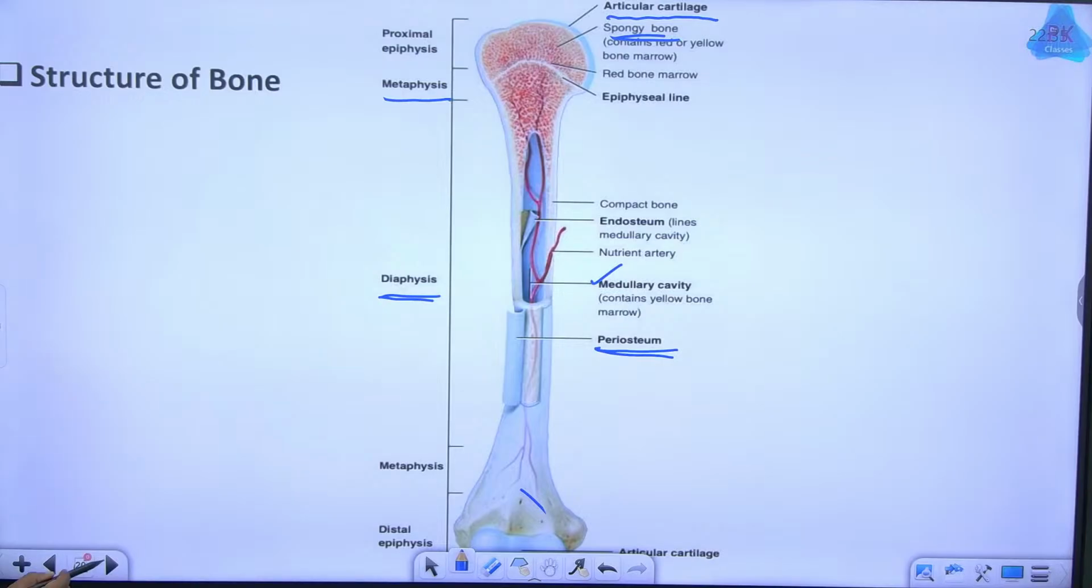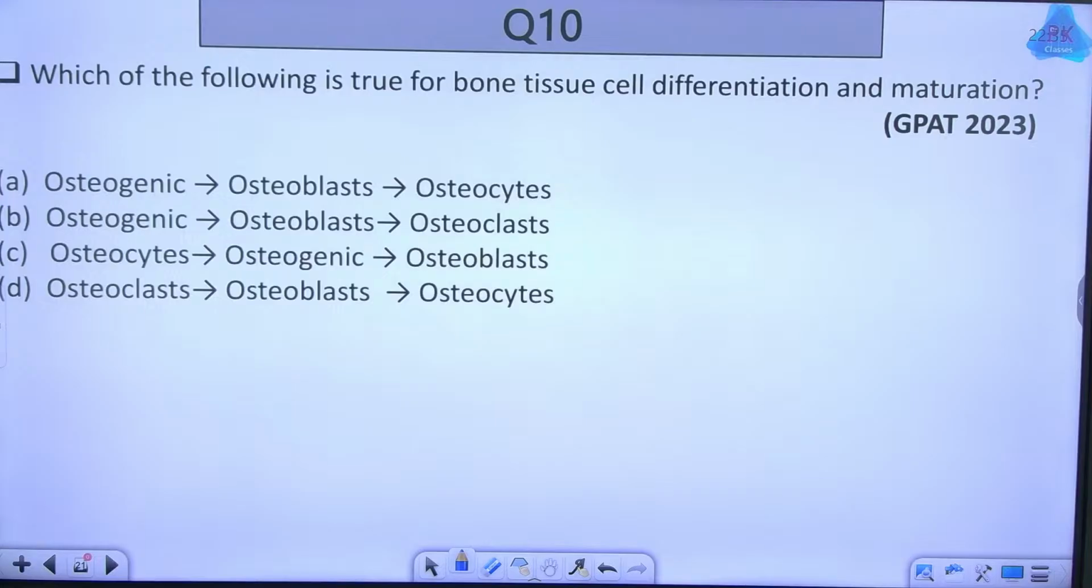Okay? Which of the following is true for bone tissue cell differentiation and maturation?